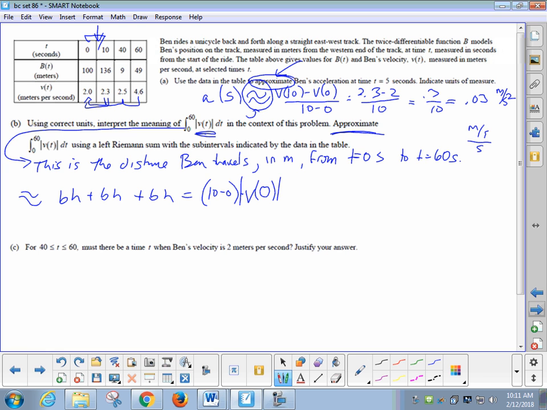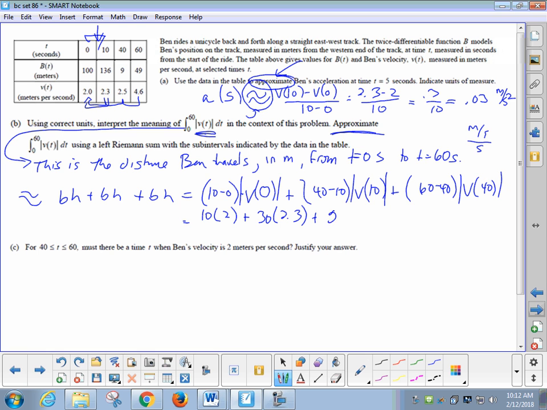0, because we're using left. The next region is from 10 to 40 for the base, and the height is the absolute value of the velocity at 10. And the last region is from 40 to 60, absolute value of V at 40. So then you get something like 10 times 2 plus 30 times 2.3 plus 20 times 2.5, maybe 20 plus 69, is that right? Plus 50. So 139 meters.